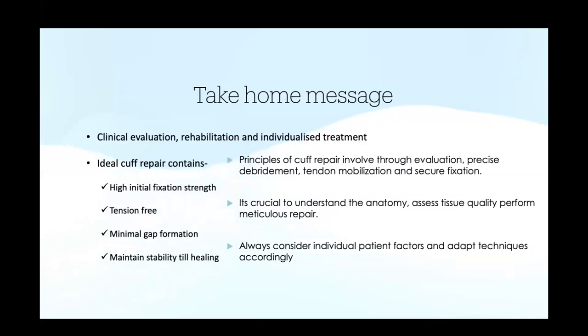So the take home message is: identify the type of the tendon tear first, which tendon is torn. Secondly, identify the quality of the tendon tear. You need to have a good tendon quality to have a successful repair. A poor tendon quality will promote a failure. High initial fixation strength has to be looked into. The repair should be tension-free, with minimal gap formation, and maintain stability till healing. And like I always said, individual patient factors have to be adapted to each individual case accordingly. Thank you.